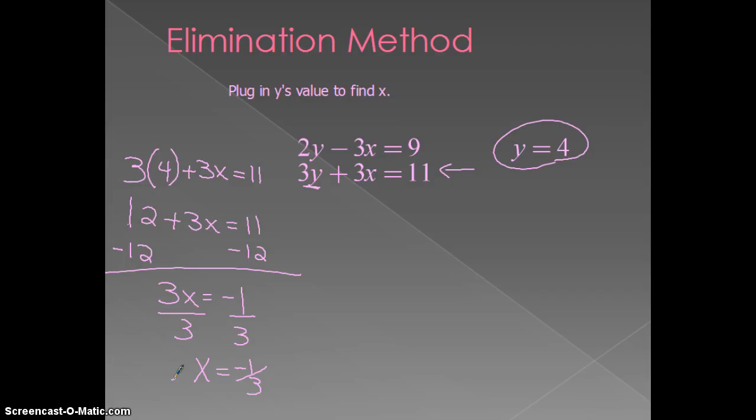So what's the solution? -1/3 and 4. One solution. A solution, we know it's consistent. And because there's only one, we know that it's independent. Great stuff.